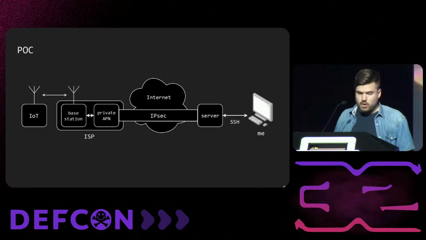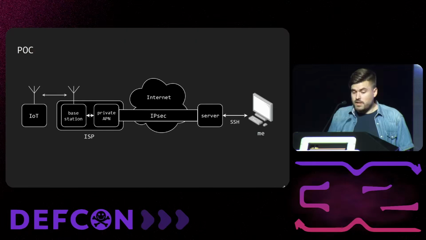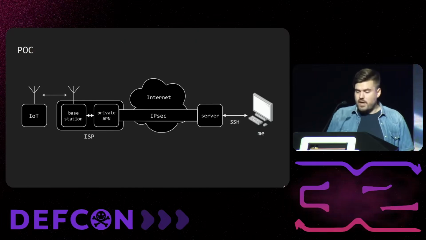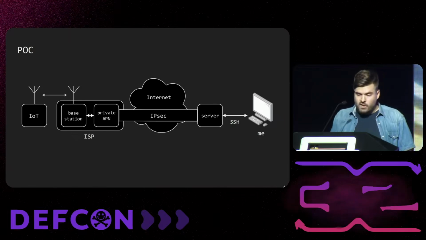Let's see. So this is a proof of concept for this. I talked about the IoT device connected to some ISP, and then there's a private APN configured inside the ISP. We have the IPsec VPN tunnel to our server, and then I'm SSH into the server. So yeah, let's see a demo.